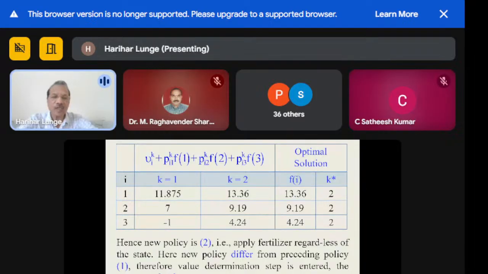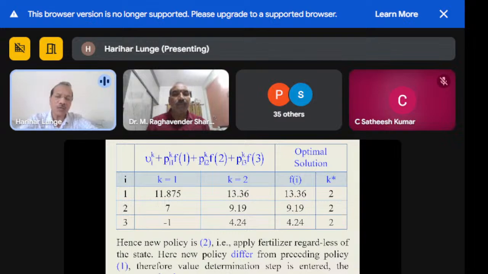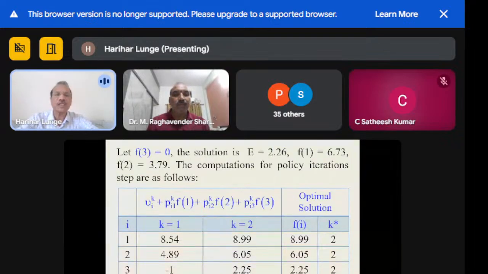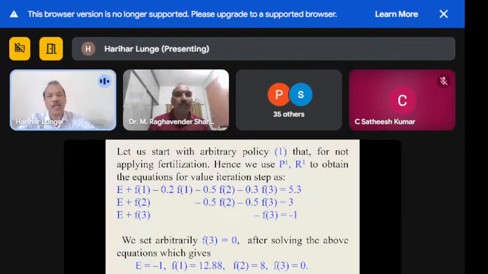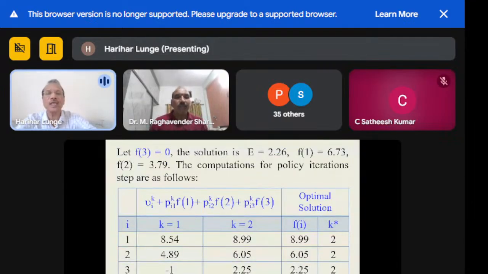Corresponding matrices of policy 2 are P2 and R2. So again P2 and R2 are used and we got this equation. After simplifying this equation, we got E equal to 2.26, F1 is 6.73. Here E is the expected revenue, which has increased to 2.26. Earlier E was -1. In the very first step, the expected revenue was -1. Now in the second step, the expected revenue E has increased to 2.26.